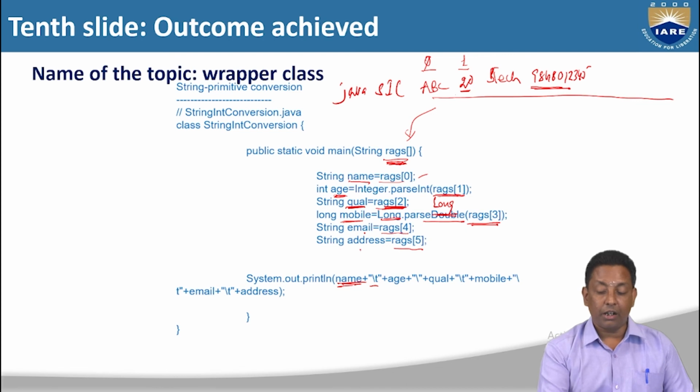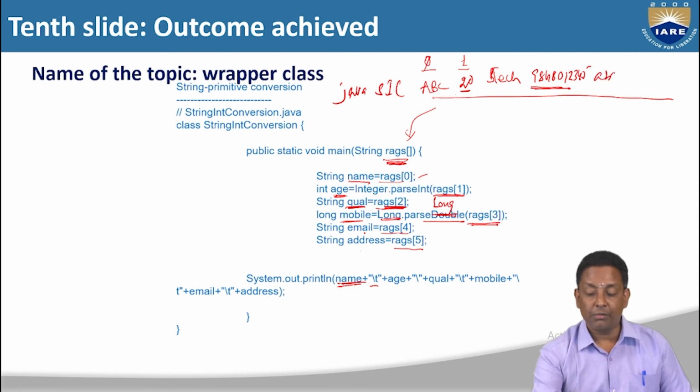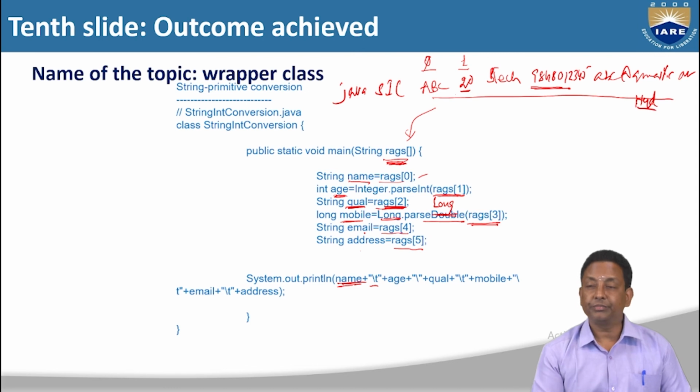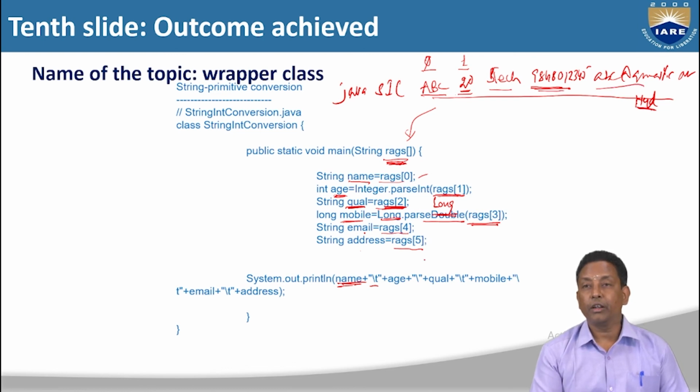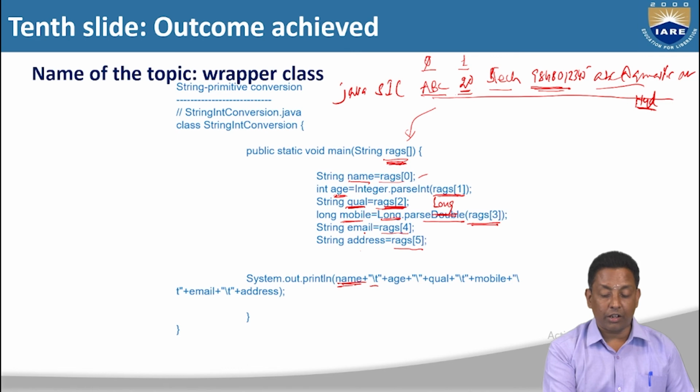The next command line arguments are email and address. So we'll enter abc@gmail.com, and the last command line argument is address, Hyderabad. So how many command line arguments? 0th command line argument, 1, 2, 3, 4, and 5. So here age we converted using Integer.parseInt, and mobile number we converted using Long.parseLong.